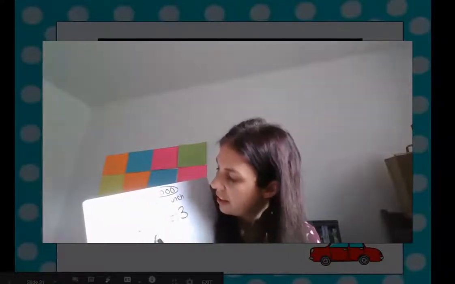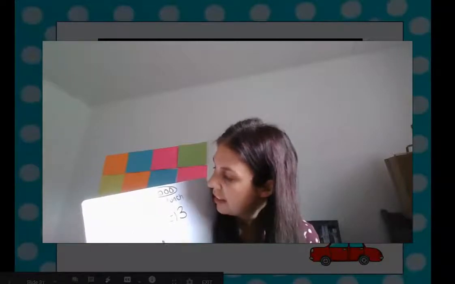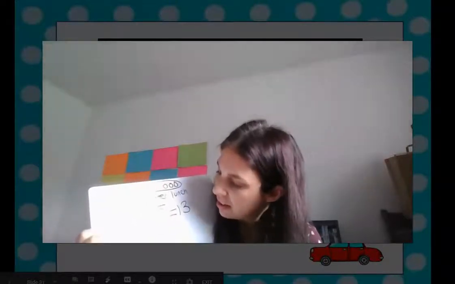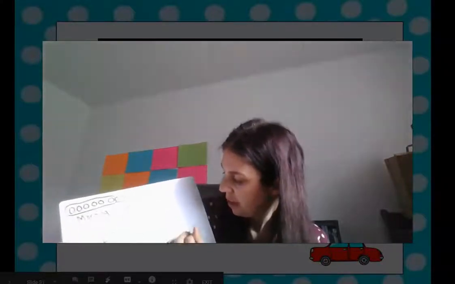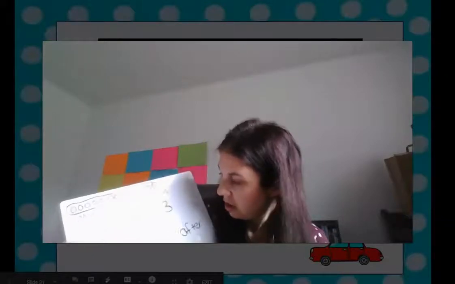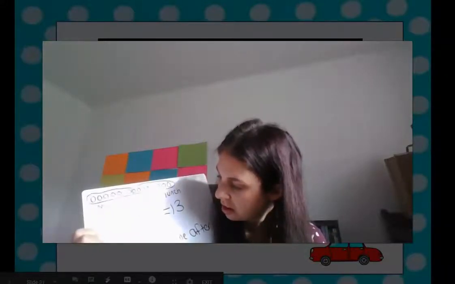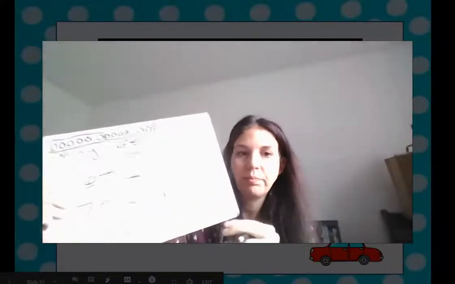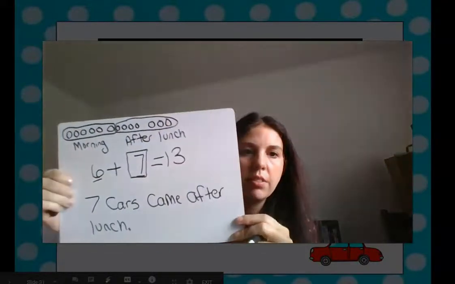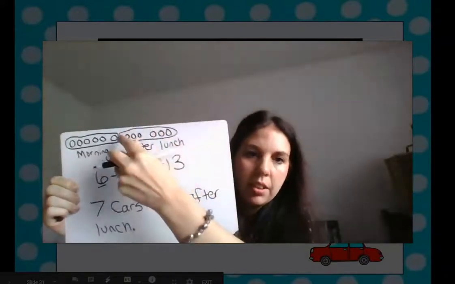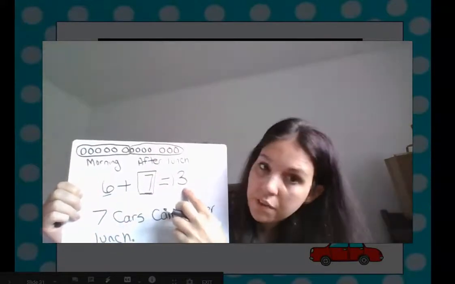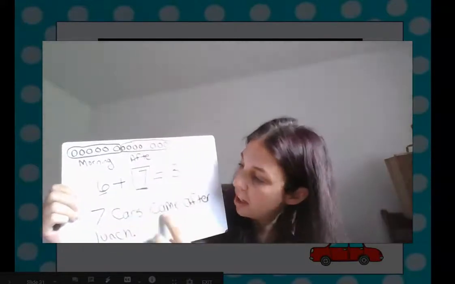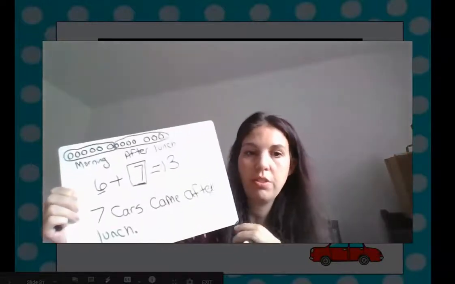6 plus 7 equals 13. And 7 is how many came after lunch. So 7 cars came after lunch. Period. We have this many in the morning, 6 in the morning, 7 after lunch. So we have a total of 13 cars. 7 cars came after lunch.